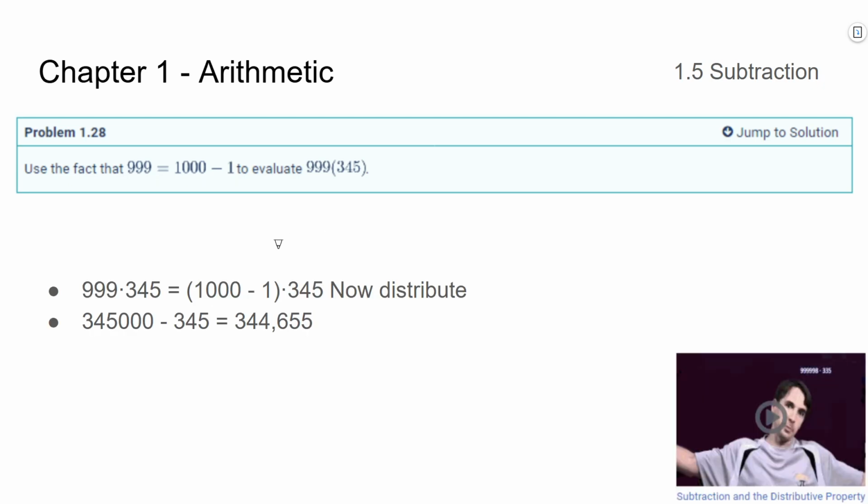All right, so we know we can distribute with subtraction. So we know that 999 is the same thing as 1,000 minus 1. So we just plug this in for right here. And then we have 1,000 minus 1 times 345, and now we know we can distribute that. That becomes 345,000 minus 345. And if you were to do that subtraction real quick, you would get 344,655.